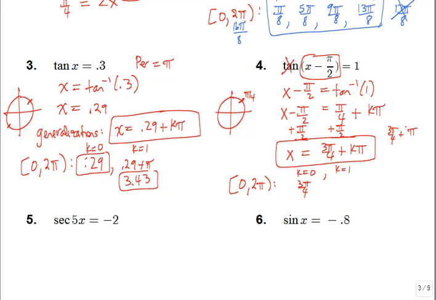So let's get a common denominator. I'm going to turn that pi into 4 pi over 4, so 3 pi plus 4 pi would make this 7 pi over 4. And I can stop there because if I were to let k be 2, then I'm trying to add 2 pi on, and that's going to put me outside of this interval. So my only two solutions between 0 and 2 pi are 3 pi over 4 and 7 pi over 4.